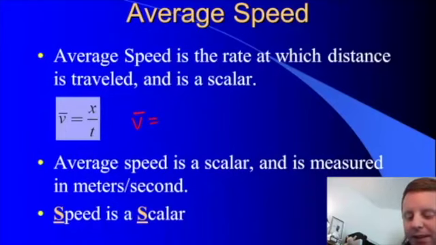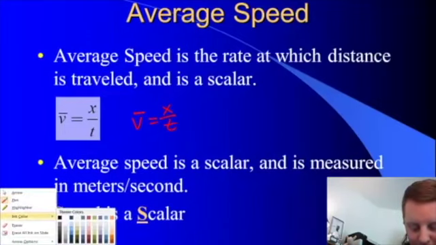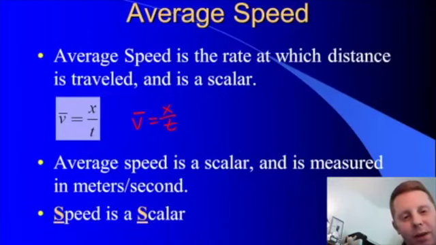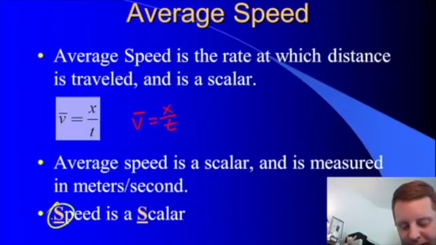And that's equal to the distance traveled. So when we have x written there, that's really the distance traveled divided by some amount of time. It's a scalar, and it's measured in units of meters per second. The way I remember speed is a scalar: s and s.